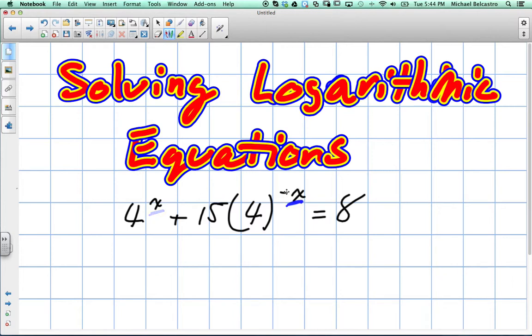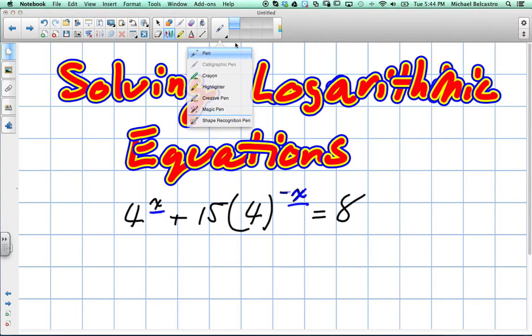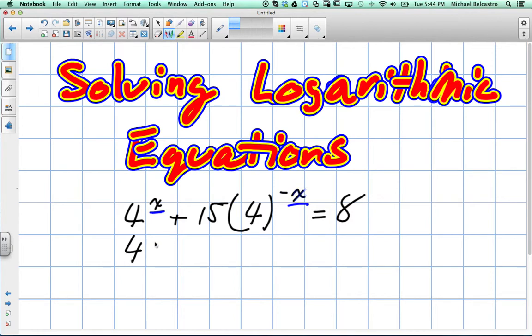First of all, this is a negative x, so I'm actually going to make this positive. I'm going to make both of our exponents of x positive, so we're going to find the reciprocal of this. That'll be our first step, so 4^x plus, and this becomes 15 over 4 to the power of x. Essentially, it's 15 times 1 over 4^x, and when we multiply, it becomes 15 on top, is equal to our 8.